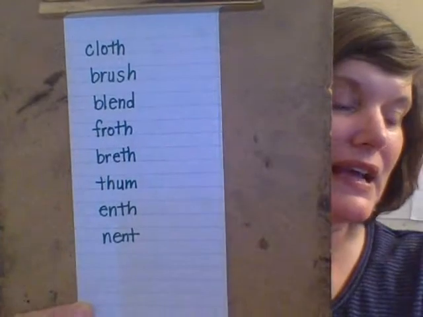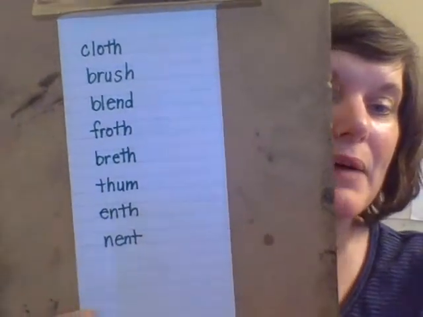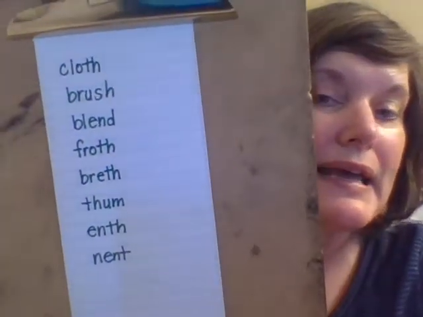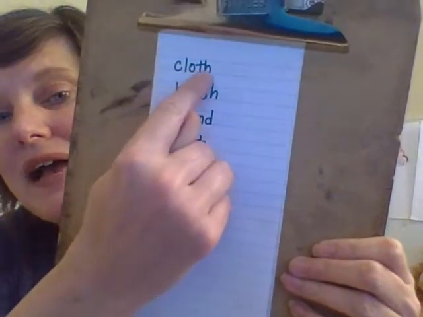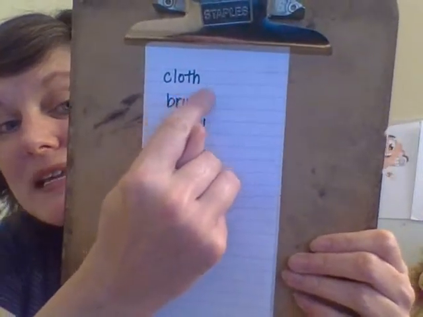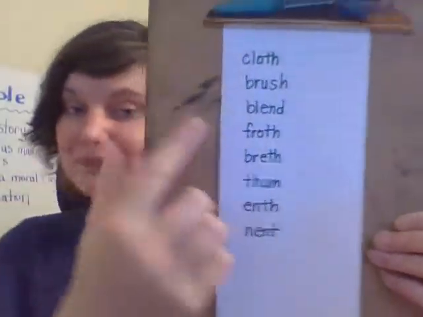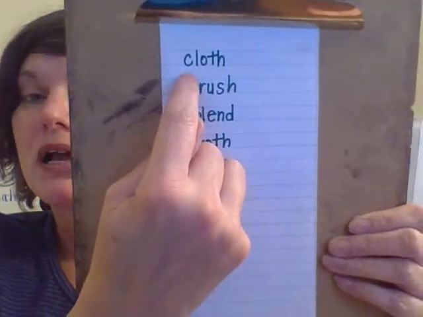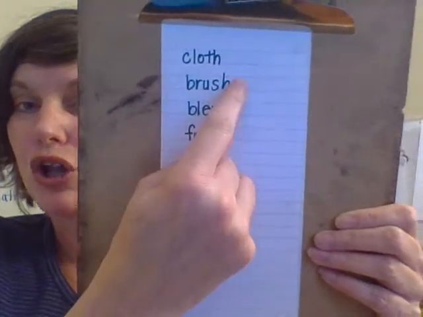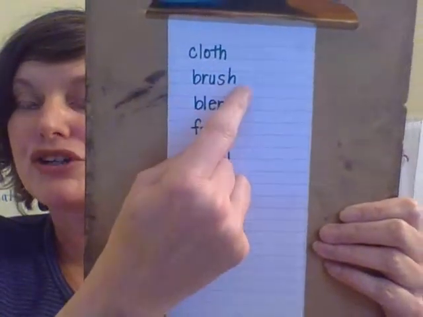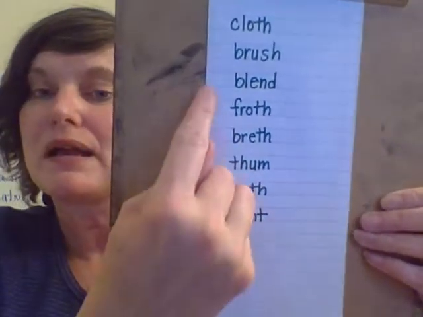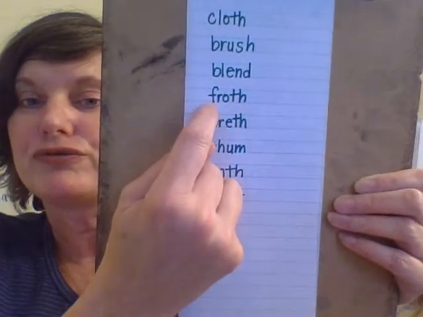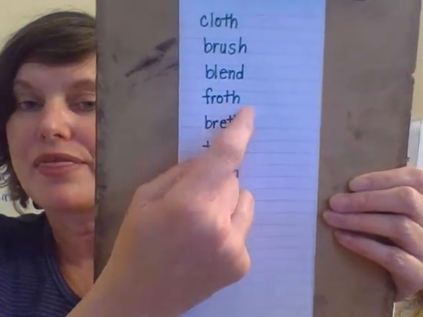When I look at these, I see they all have one thing in common. They are all closed syllables because the vowel has a consonant or consonants blocking it in. So let's read our words. We're going to stretch it and then blend it together. Cloth, cloth. Brush, brush. Blend, blend. Froth, froth.